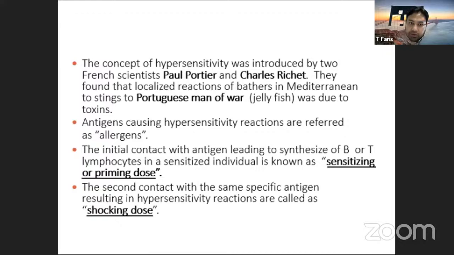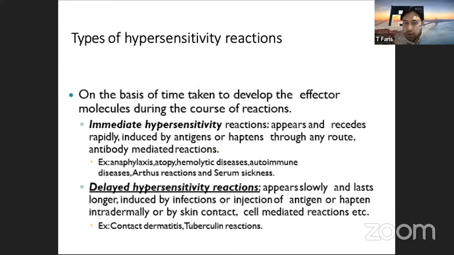The second contact with the same specific antigen, resulting in hypersensitivity reactions, is called the shocking dose. So this is the second one. If your body fails to produce antibody against that particular antigen, it can cause this shocking hypersensitivity reaction. We call it the shocking dose. This is only the terminology that we commonly use in the textbook.